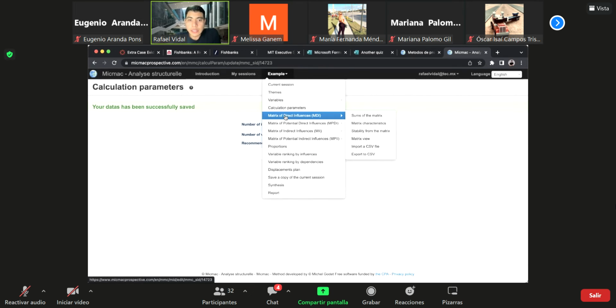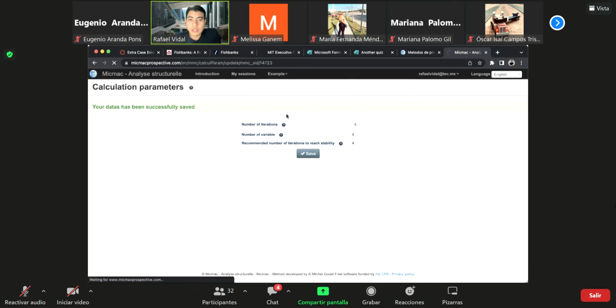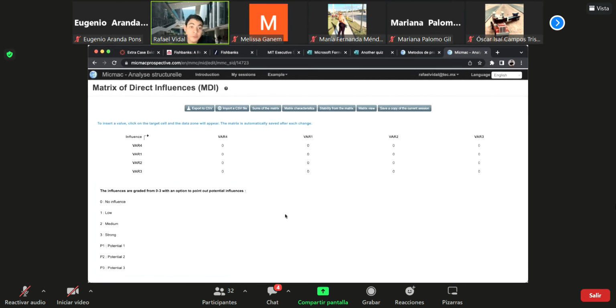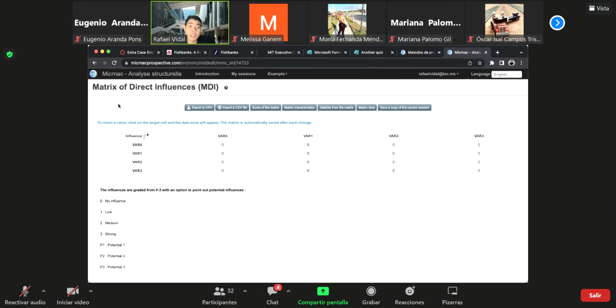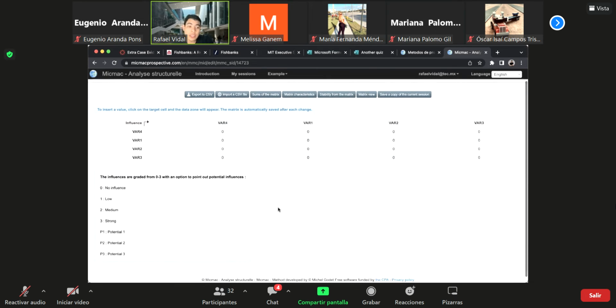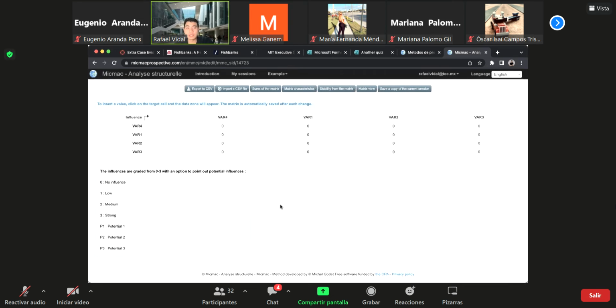The next thing here is to fill the matrix of direct influences. So you have to think here if this variable, let's say variable 1, has a low, medium, or strong influence over variable 2, 3, and 4. Remember, the identity, this diagonal, has to be 0 because you cannot define the influence of variable 4 over itself.